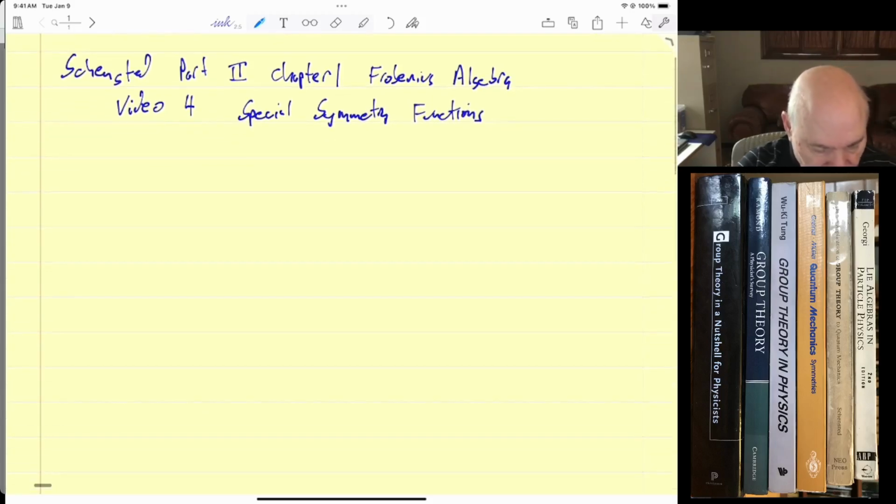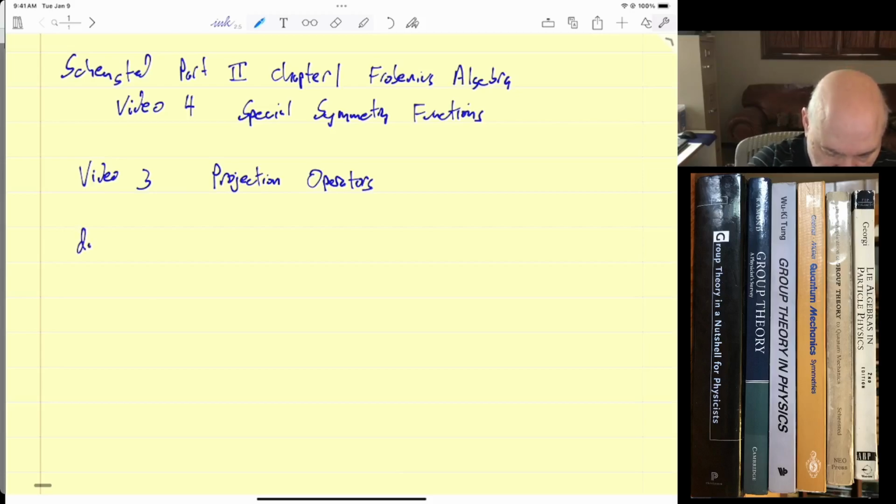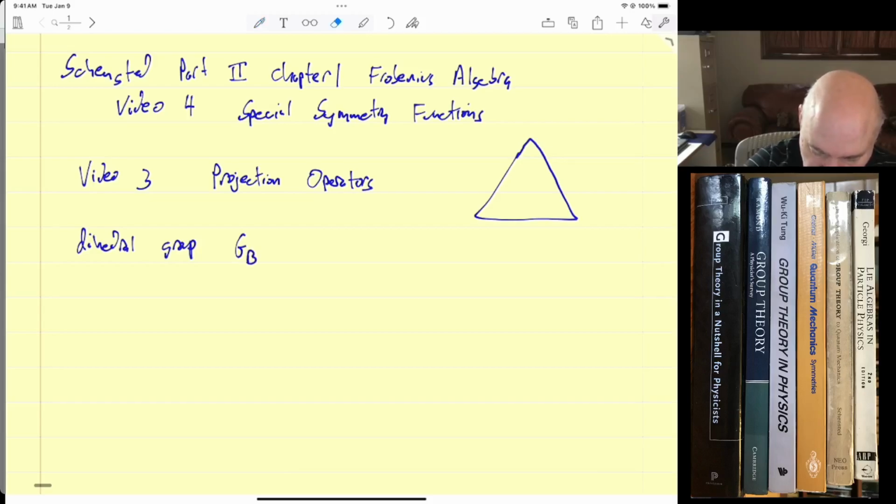Now, before we get to the special symmetry functions, I want to add something to the last video that we did on projection operators. Video 3 was on projection operators. I just want to show you a simple calculation for the dihedral group. Remember the symmetries of an equilateral triangle, which Schensted denotes with a lowercase b.